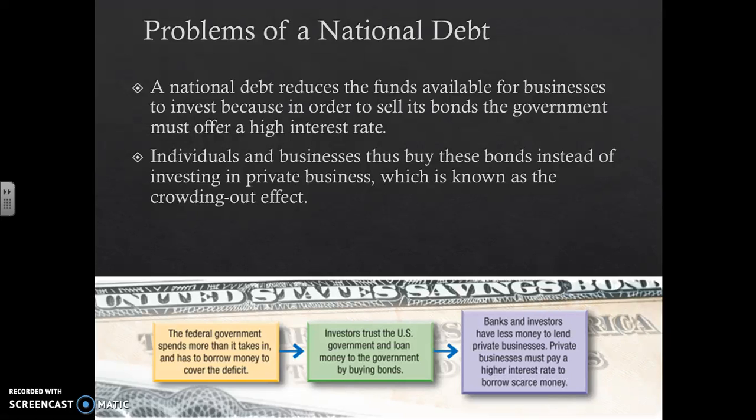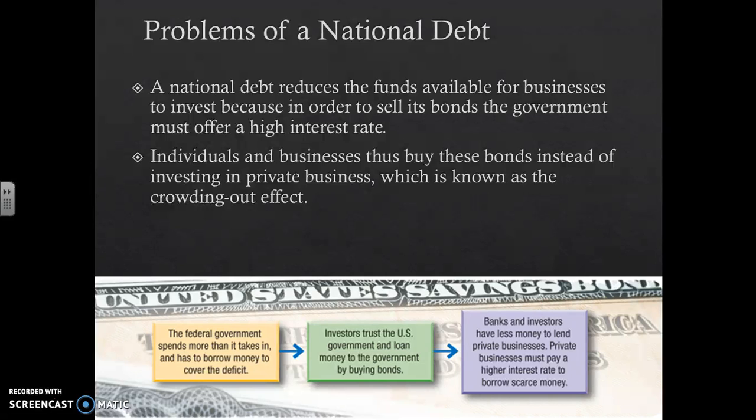So, problems of a national debt. A national debt reduces the funds available for businesses to invest because in order to sell its bonds, the government must offer a high interest rate. Because in order for people to want it, they want to be able to make money off it. Individuals and businesses thus buy these bonds instead of investing in a private business, which is known as the crowding out effect. There's only so much money to go around, and you buy government bonds, they're pretty secure. But then there's no money to invest in Joe Schmo's shop down the street, and he can't expand, thus he can't hire more employees, so it's crowded out. There's not enough to go around.